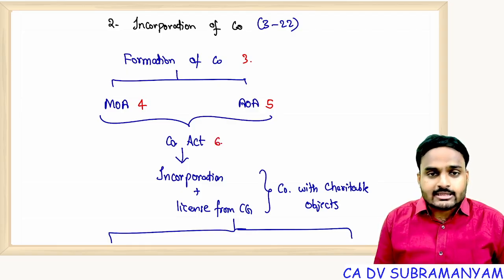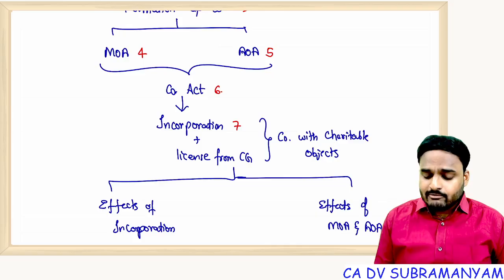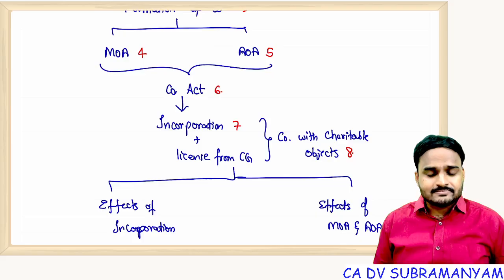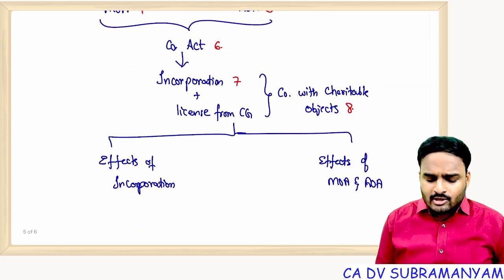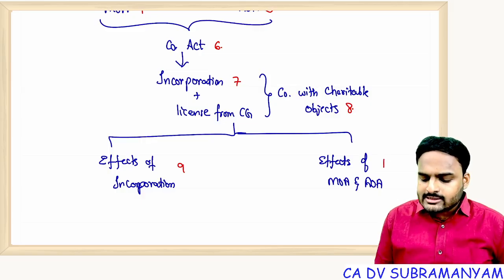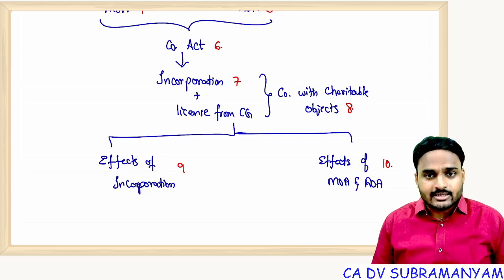That means Companies Act overrides MOA AOA section 6. Then proceed with incorporation section 7. Company with charitable objects section 8. Popularly known as section 8 companies. Once incorporation is over, what are the effects of incorporation? Section 9. Binding effects of MOA AOA section 10. So company is bound to the members. Members are bound to the company.